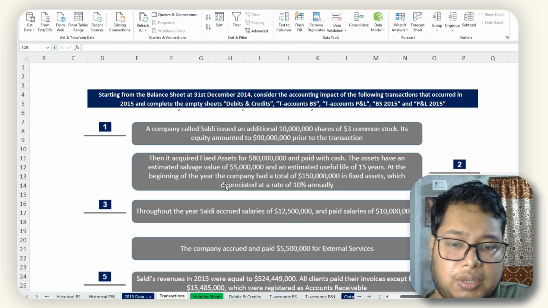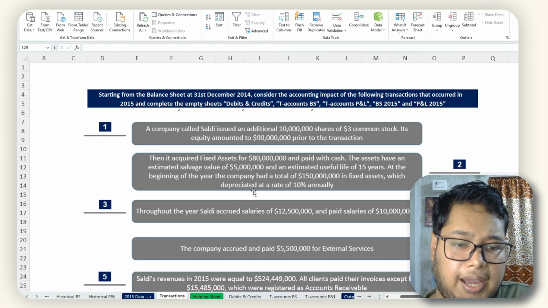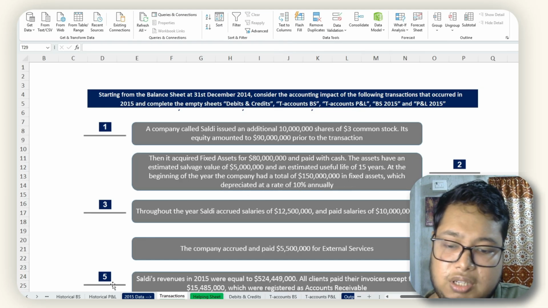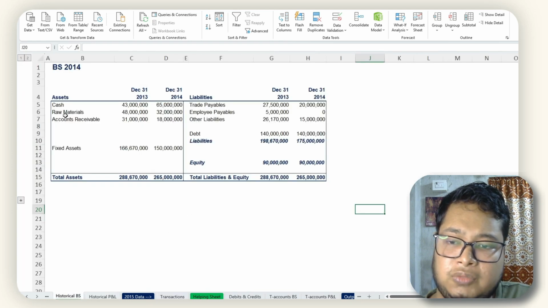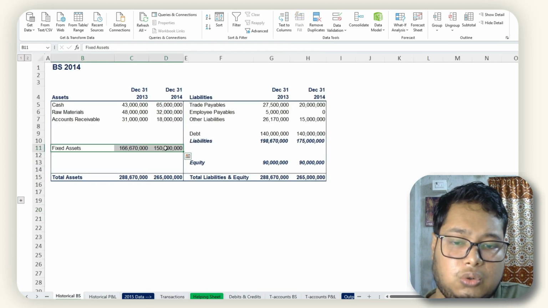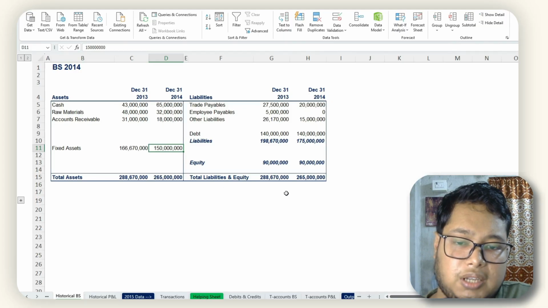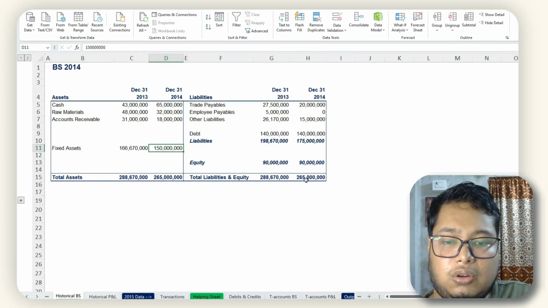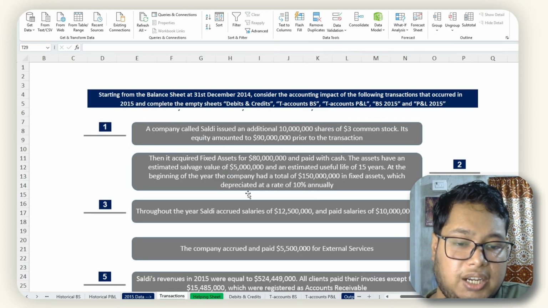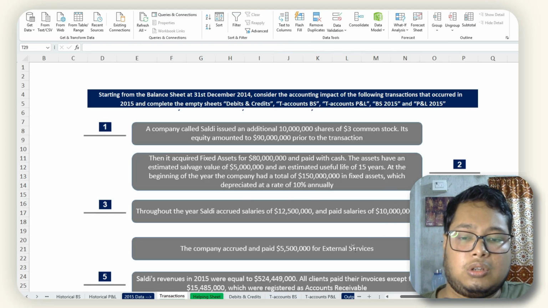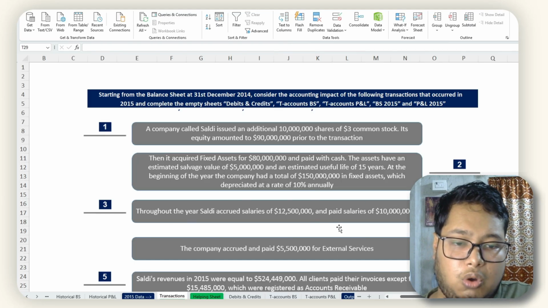Plus, at the beginning of the year, the company had a total of $150 million in fixed assets. Obviously, the historical balance sheet has been given, and if you check fixed assets, there are some fixed assets from the past as well, around $150 million. And if you go to the transaction, the fixed assets are depreciated at a rate of 10% annually. Cool.